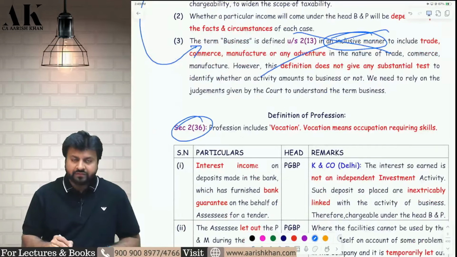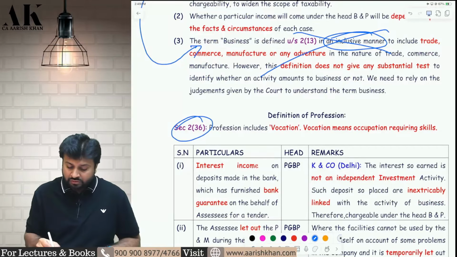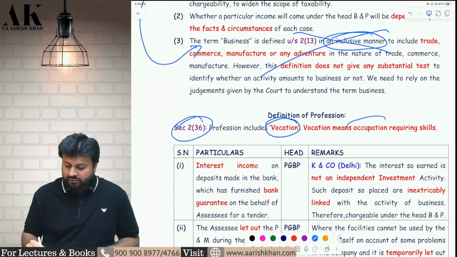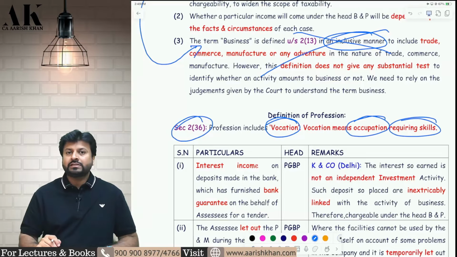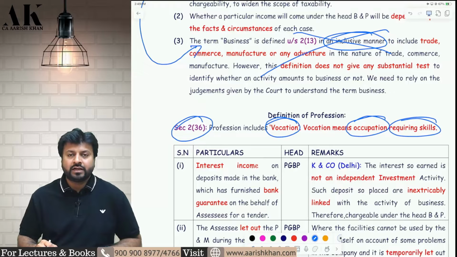What is profession? Profession is a one-word definition. As per Section 2 clause 36, profession includes vocation. Just a one-word definition. Now what does vocation mean? Vocation in general terminology means any occupation requiring some skill. It can be called a vocation. Now there are some examples which are put by the ICAI in your study material.